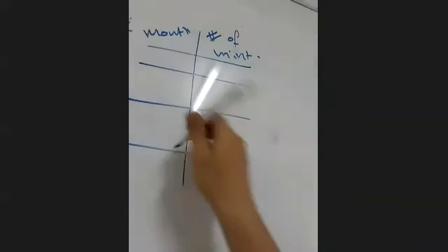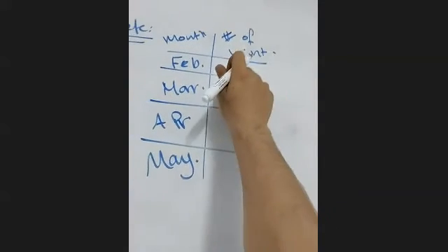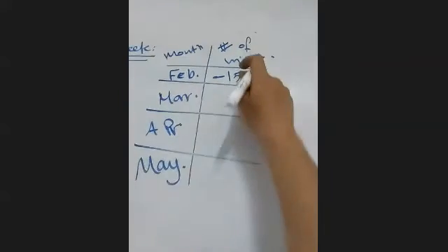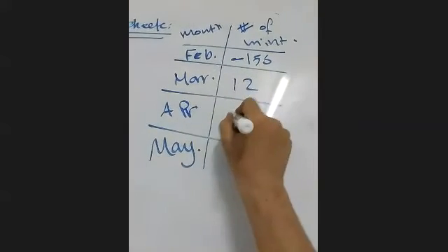So we have, what's the first month here? February. Then March, April, and May, right? In February, what's the integer here? Negative 156. And in March? 12. In April? 0. In May? Negative 45. Negative 45 minutes.